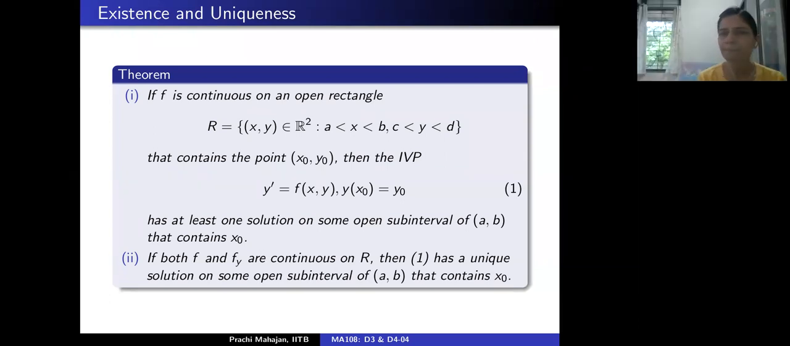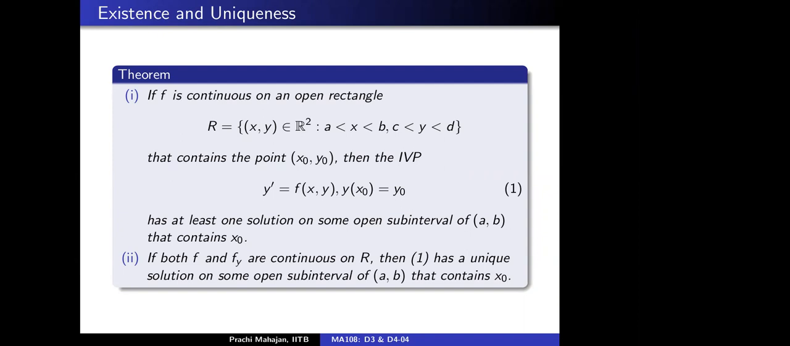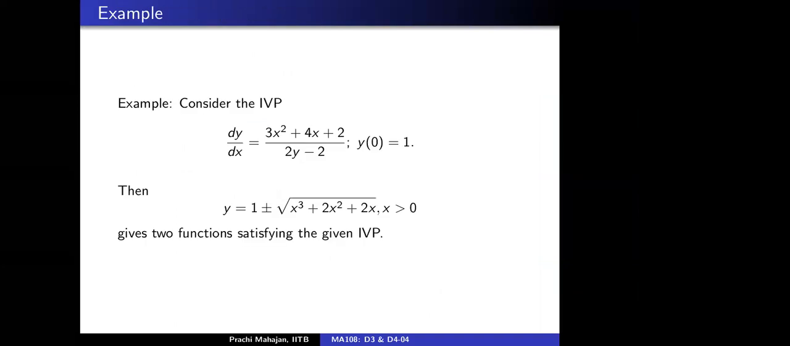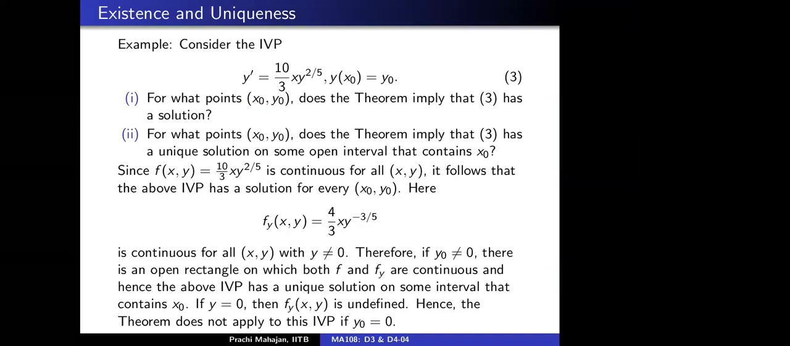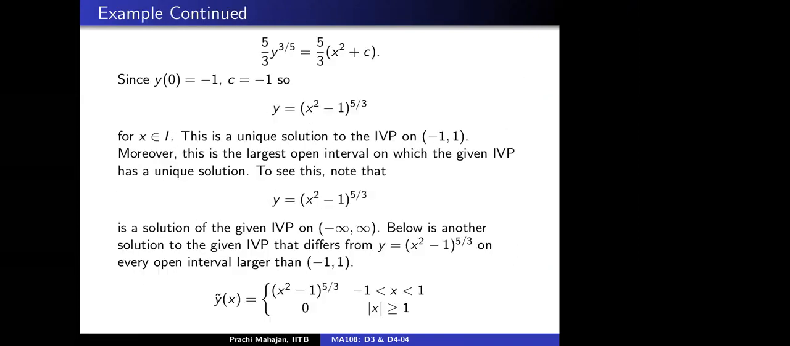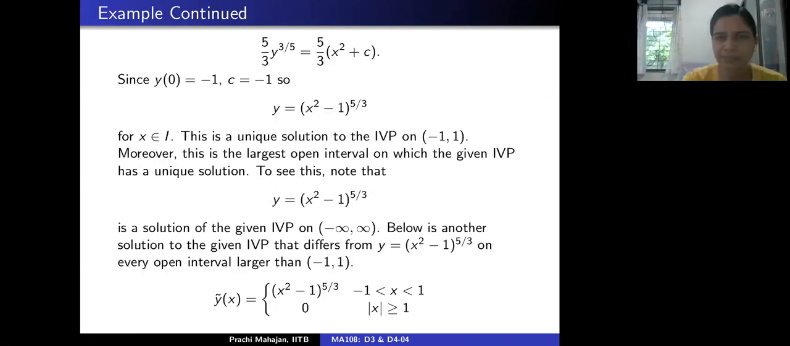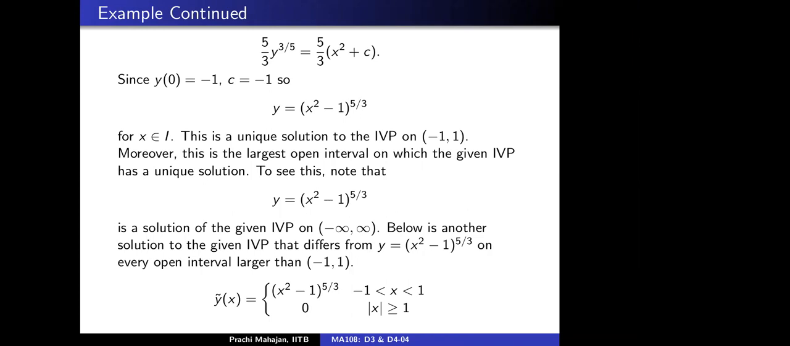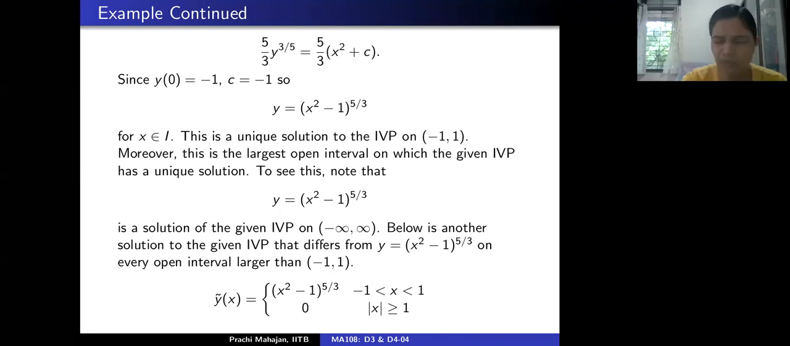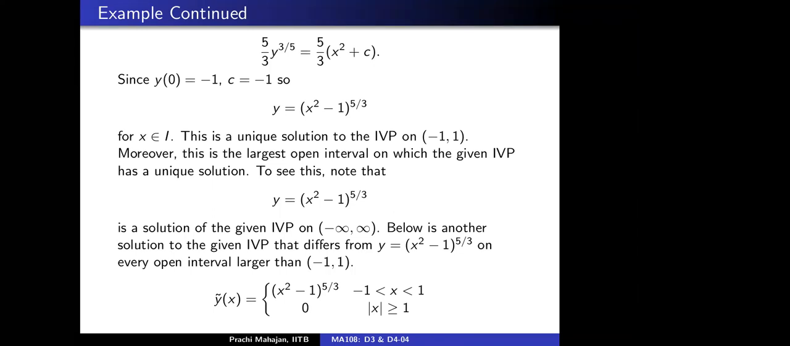Ma'am, can you go to the slide where that problem was solved? y prime equals 10 by 3 xy to the power of 2 by 5. Yes, I can. Here it is. This problem had the solution curve come out to be (x square minus 1) to the power of 5 by 3. Correct. Ma'am, here in this part, when x goes to plus 1 and minus 1, the y goes to 0. And we had solved under the assumption that y should not be equal to 0.